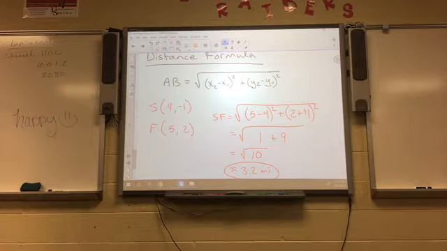I do not expect you to memorize this formula for tomorrow, but I do expect you to know it by test time. Do you need to know the midpoint formula for tomorrow? Yes. Remember, that's just the averages of your x's and the averages of your y's.